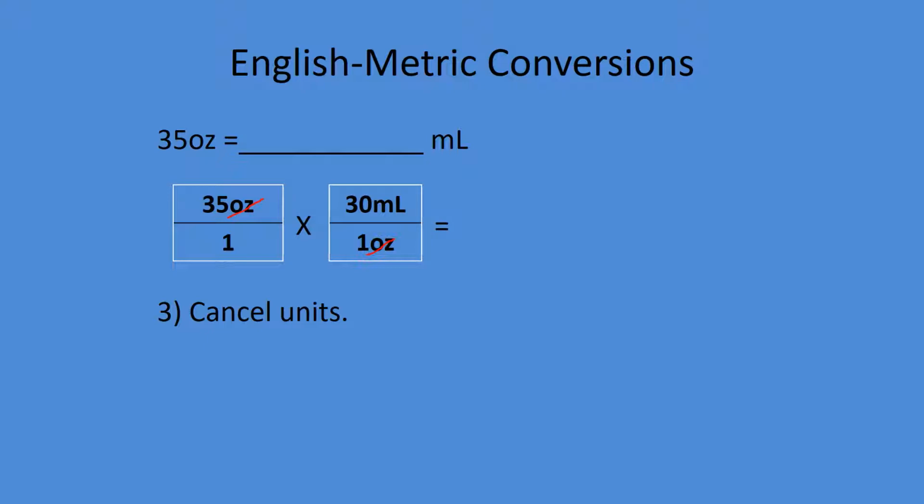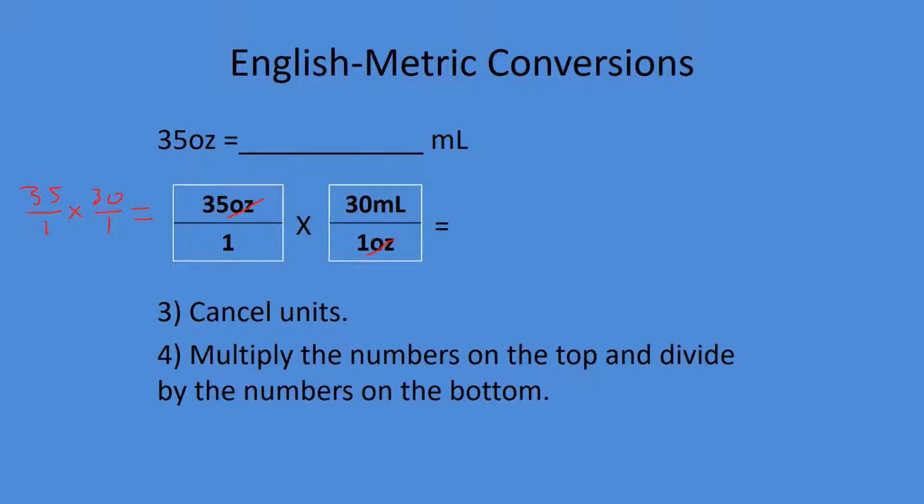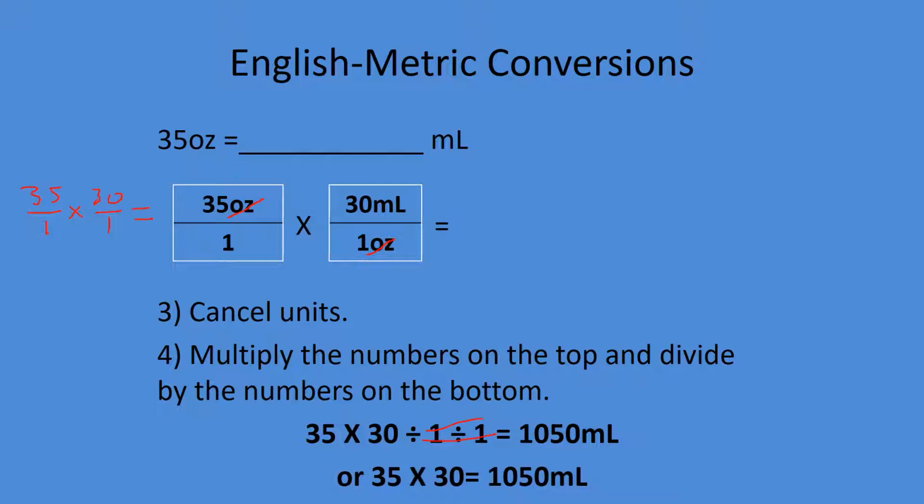So in this case, we got 35 over 1 times 30 over 1. Crunch the numbers like before. You don't have to worry about the ones. This time we just multiply. 35 times 30 is 1,050 mLs.